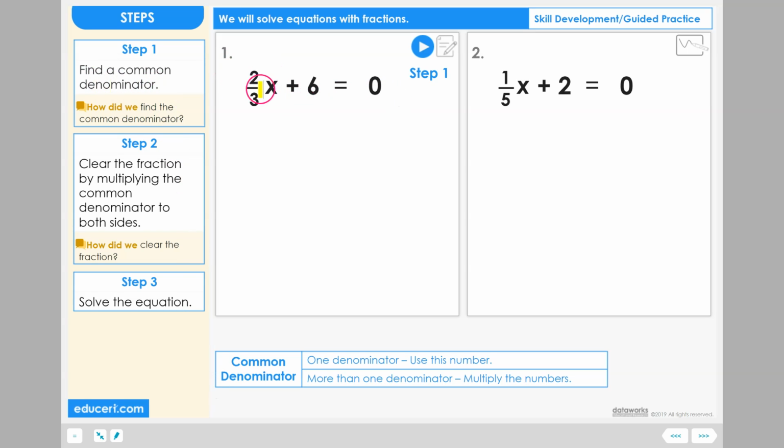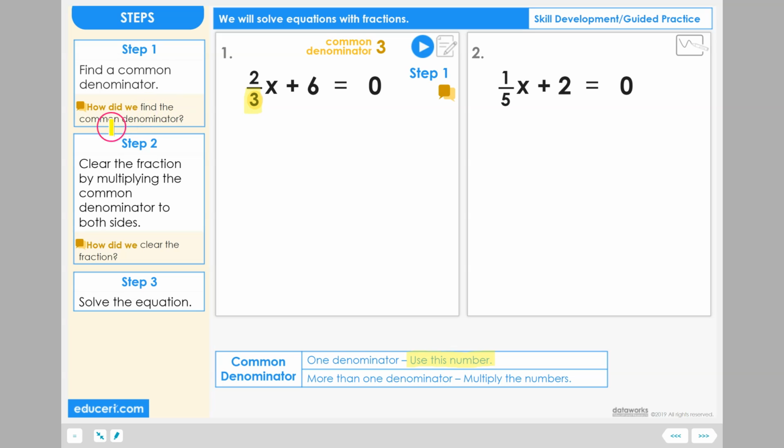This equation has one fraction, 2/3, which means it only has one denominator, the value 3. And when we have one denominator, then we just use that number as our common denominator. So for our equation in number 1, the common denominator is just the value 3.